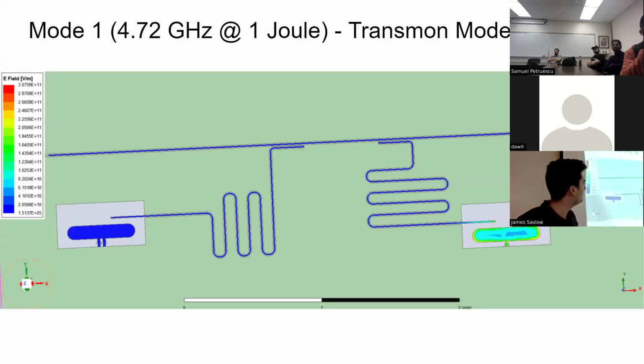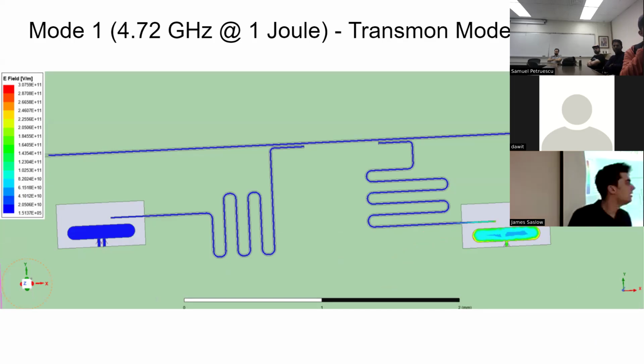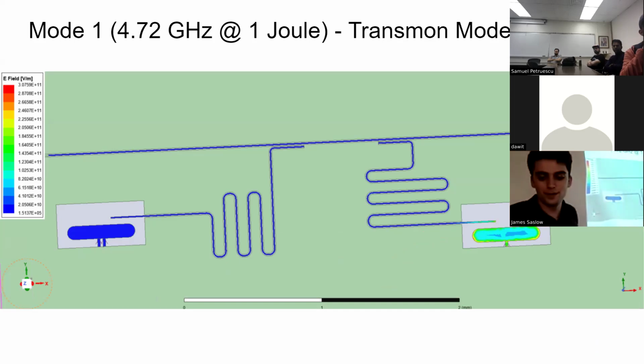So the first mode is a qubit mode. It's a transmon mode. I see that most of the energy is stored in the transmon and in the Josephson junction here. The Josephson junction is just represented by that tiny rectangle underneath this tab here. That's not actually what a Josephson junction looks like. It's just a placeholder for one.